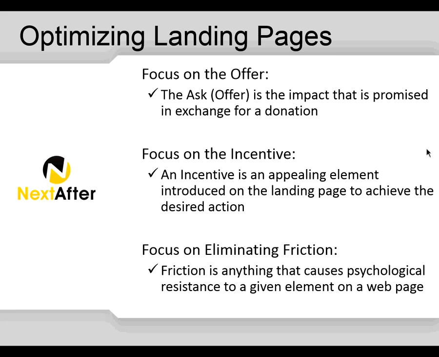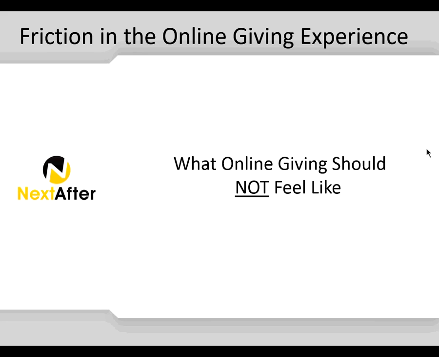But one of the biggest low-hanging fruits that we have found is this idea of eradicating friction that exists on our landing pages. Friction is anything that causes psychological resistance to a given element in the giving process. And so probably the best way to explain friction is to allow you to experience it. So here's what giving should not feel like.